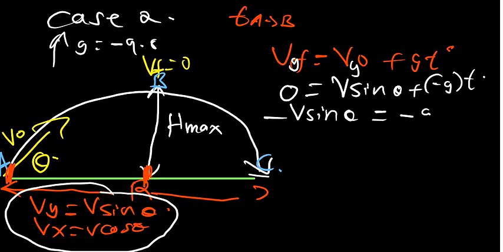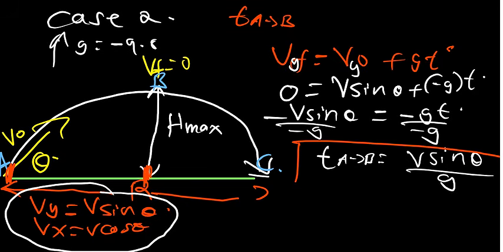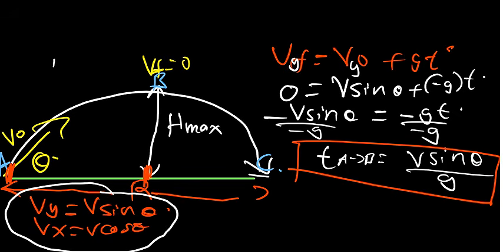I'll divide both sides by negative G. The time from A all the way to B is going to be equal to V sine theta divided by G. So this is going to be the time from A all the way to B. For it to reach the maximum height, this is the formula for us to use. Unless you have questions. So the time from A all the way to B is V sine theta divided by G.